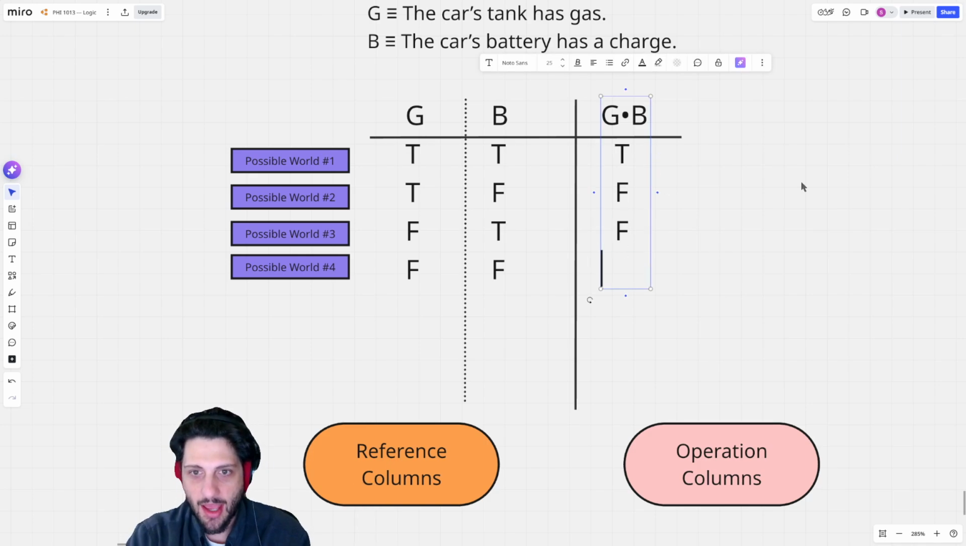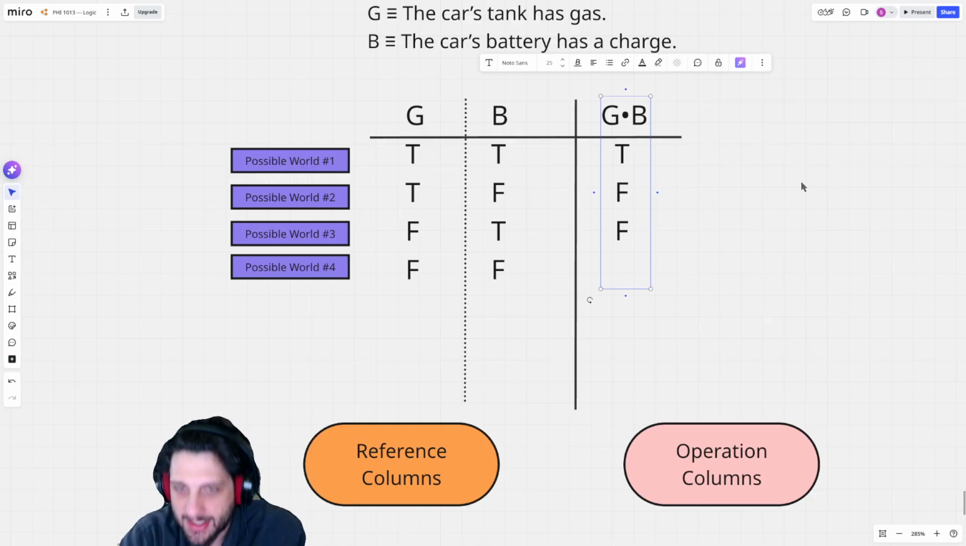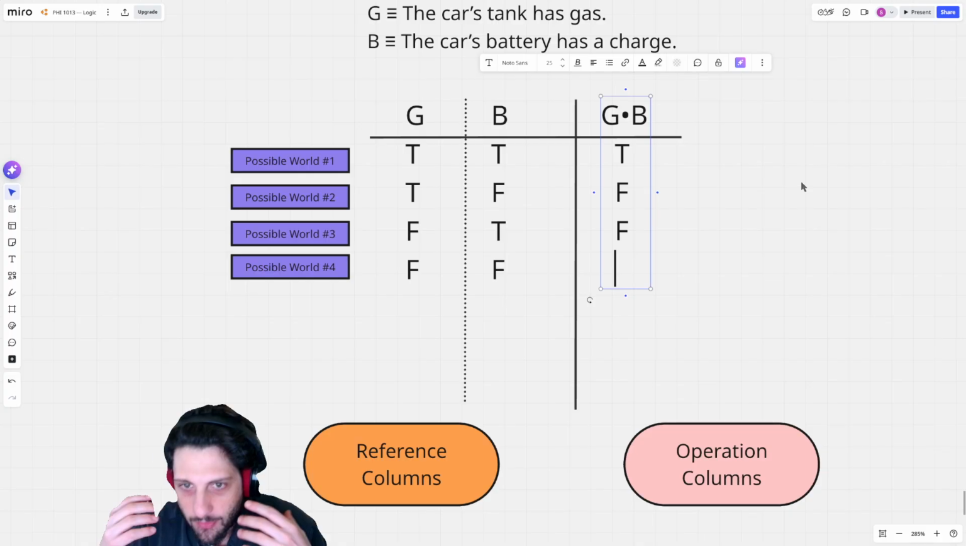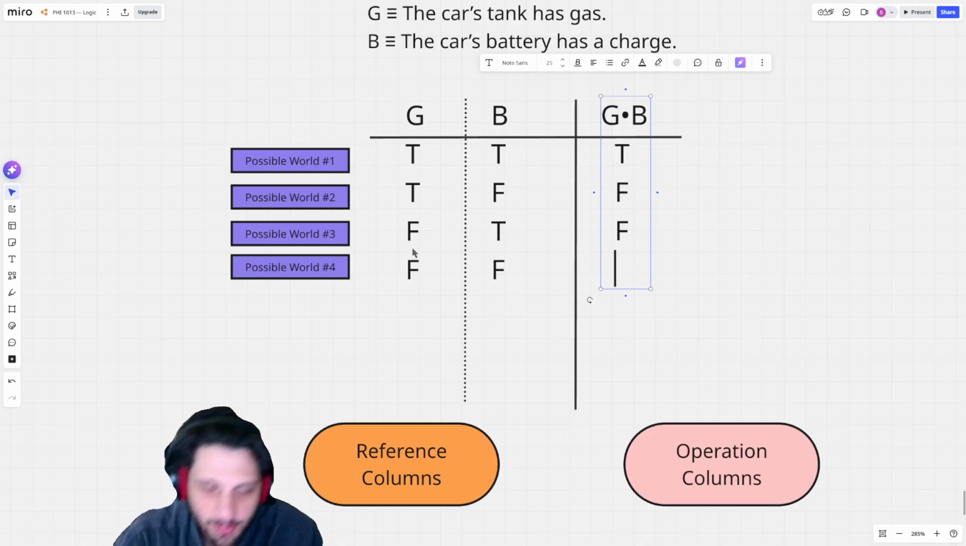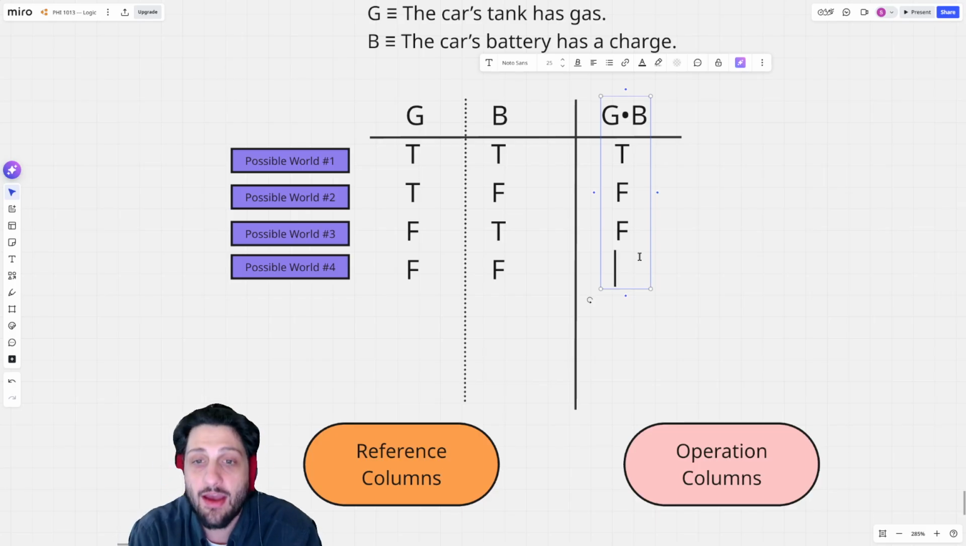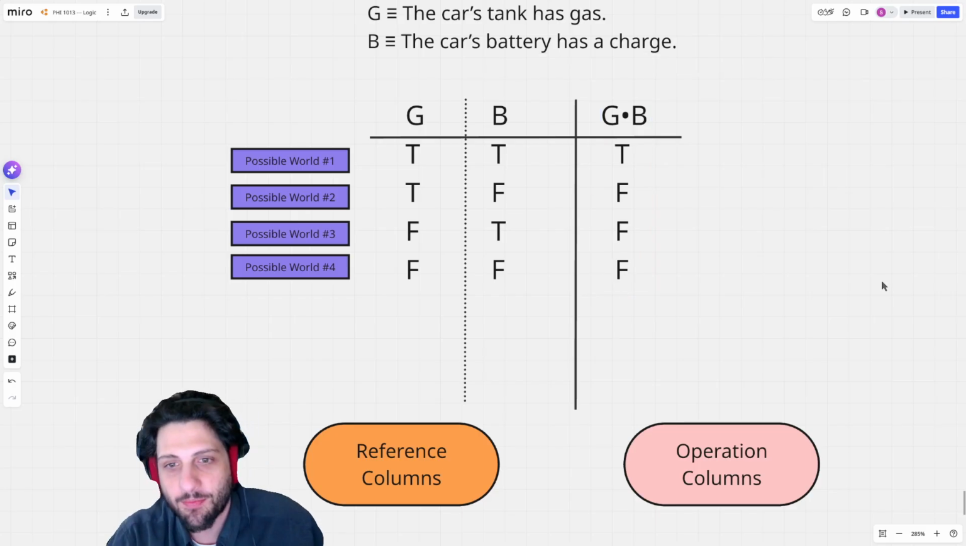to say that, hey, you've got both, right? Unless I really do have both, it's not correct to say I have both, even if I have one, right? So when I have charge in the battery but no gas, it's still false to say that I have both charge and gas. Okay, and then finally, if I have neither one, then again it's false, right?